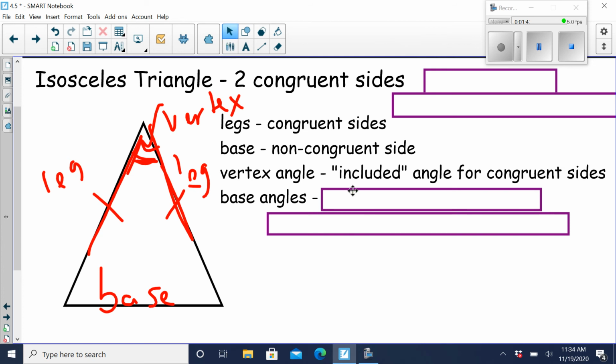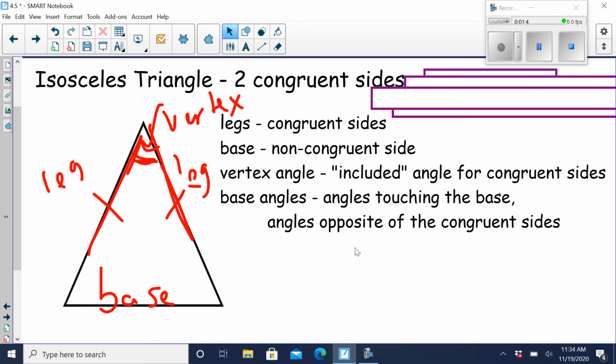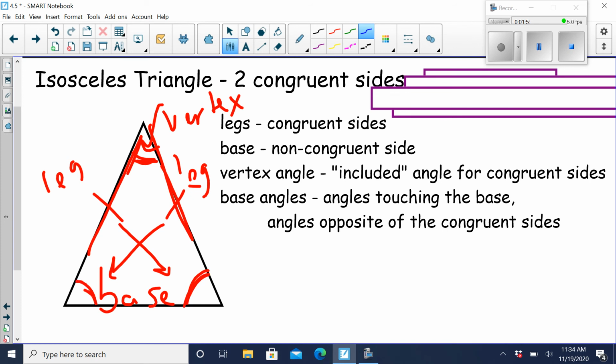The last one on here is called the base angles, and the base angles, it says these are the angles that are touching the base. They're the angles that are opposite of the congruent sides. So if I take my triangle and I go opposite of the two congruent pieces, this would be a base angle, and this would be a base angle right here. Those are our base angles. So the two angles that touch the base.